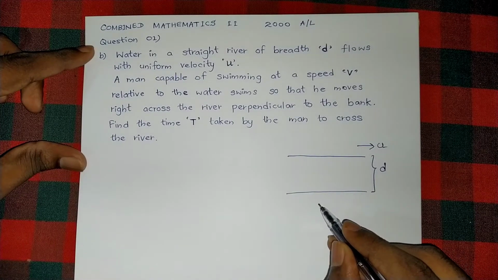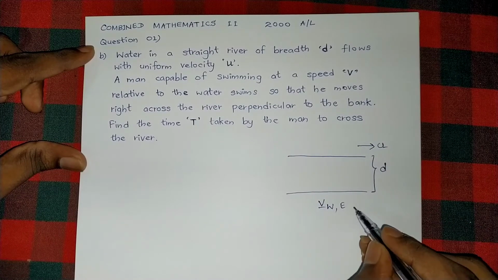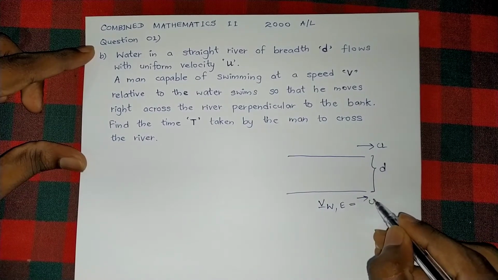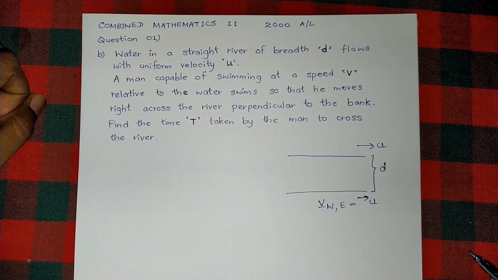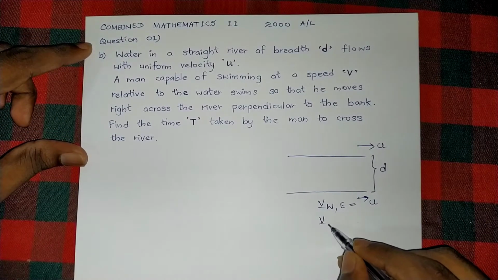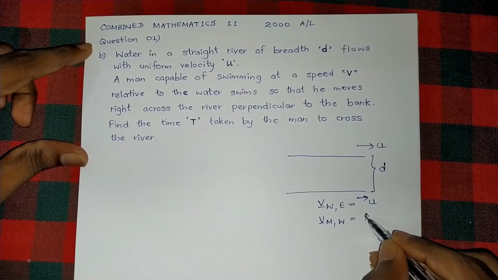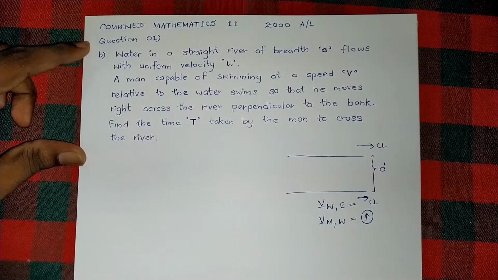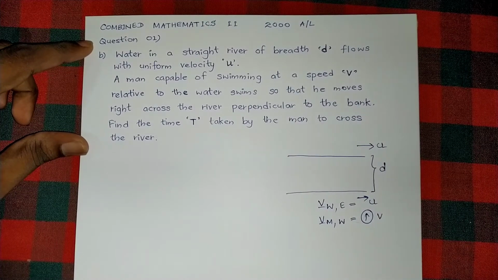That means the velocity of water relative to earth is U in this direction according to my diagram. A man capable of swimming at a speed v relative to water, velocity of man with respect to water in any direction. That means we don't know the direction of the man still, but the velocity is v. He swims so that he moves right across the river, perpendicular to the bank.